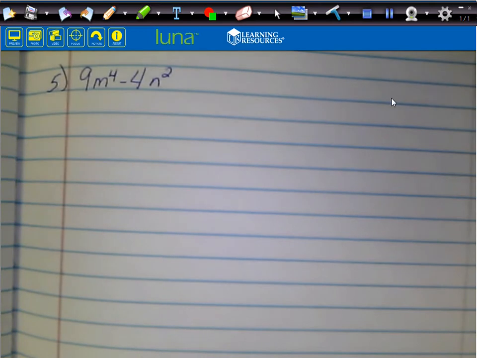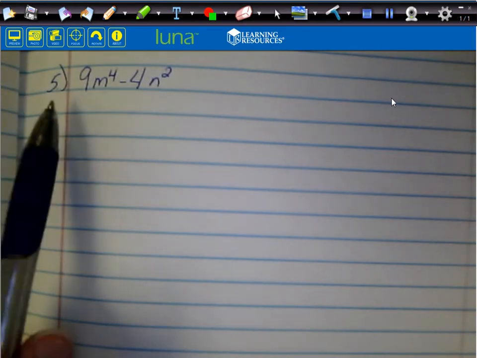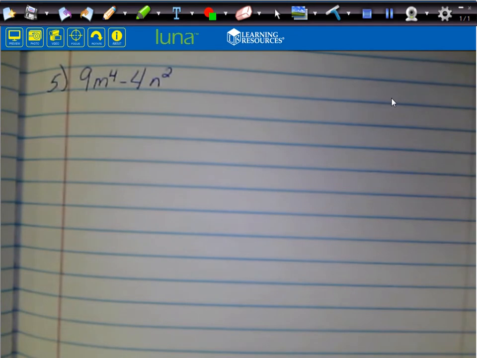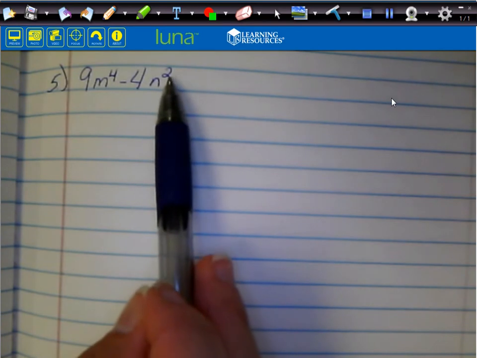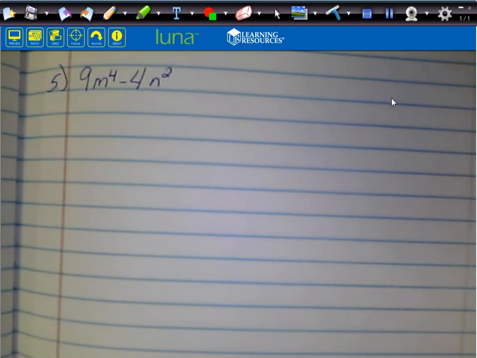All right, go ahead and write down number 5. It says 9m to the 4th minus 4n squared. So again, first thing I need to do is still to look for a GCF. So I have 9 and 4, and if I check my factor sheet, the only thing 9 and 4 have in common is a 1, so there is no GCF for me to pull out. Also, I can't pull out any letters because the 9 has an m to the 4th, and the 4 has an n to the 2nd, so they're not the same letter in common.